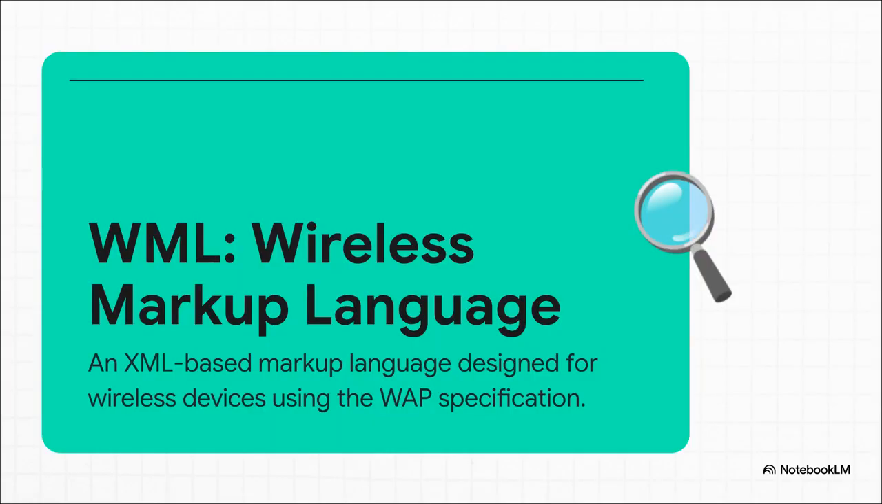Okay, so if WAP was the fancy delivery system, what was it actually delivering? Well, the content itself was written in a language called WML, or Wireless Markup Language. This was basically the mobile world's version of HTML. It was super stripped down, ultra simple, and designed to do one thing and one thing only: get basic text and links on a phone screen without wasting a single bit of data.